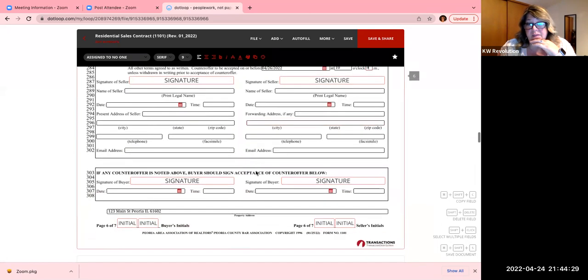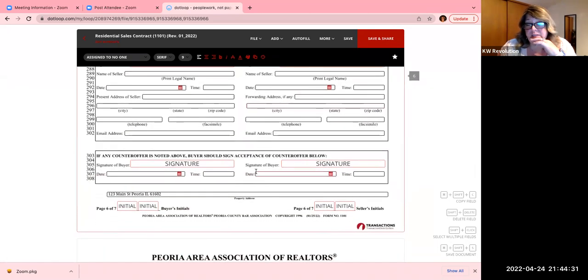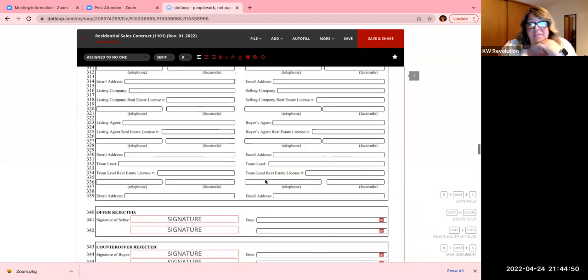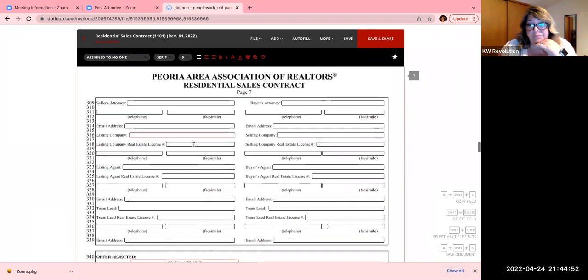Then let's just say that the buyer rejects the counteroffer and you guys cannot work it out. Oh, sorry, this is where they accepted, the rejections are on the next one. This would be if the buyer accepted the counteroffer the way they wrote it, then they would sign here, date and time again. Then on the next page, we have all of our information as a buyer's agent.